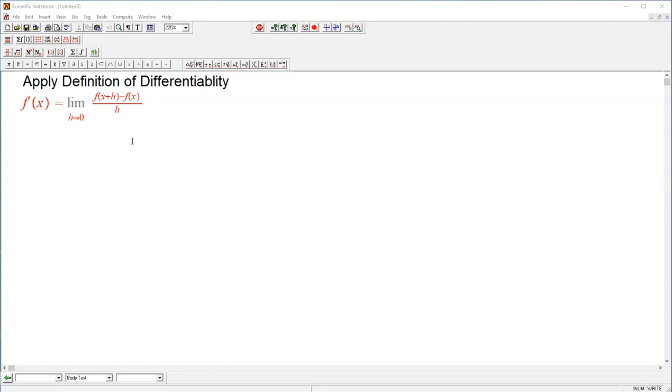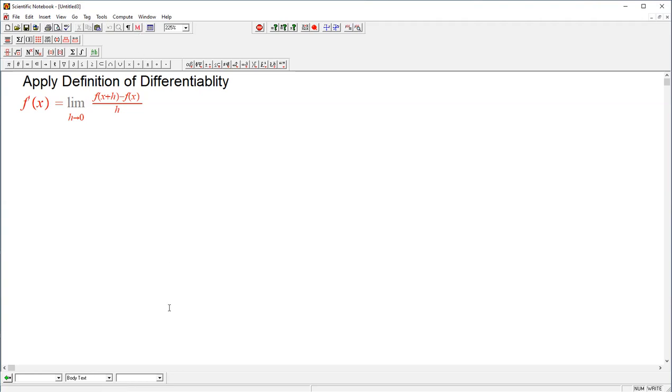So please get a piece of paper and pencil, and just work along my side. You can pause and try to do it on your own, and hopefully this will help you. Understanding how we apply the definition of differentiability is very, very important, and this requires some algebraic skills. So let's start with some simple examples.